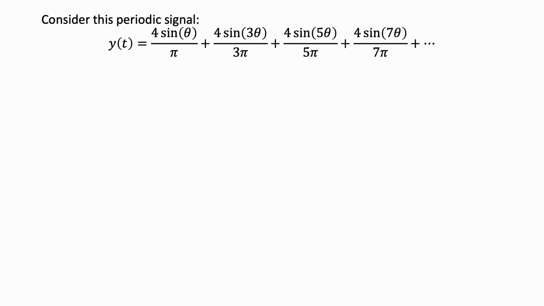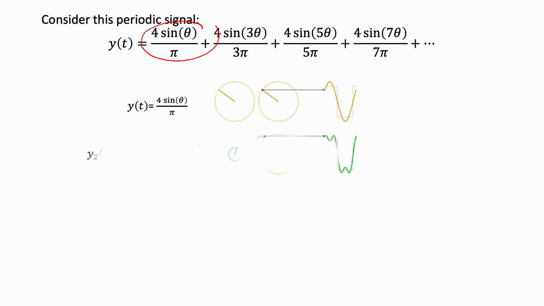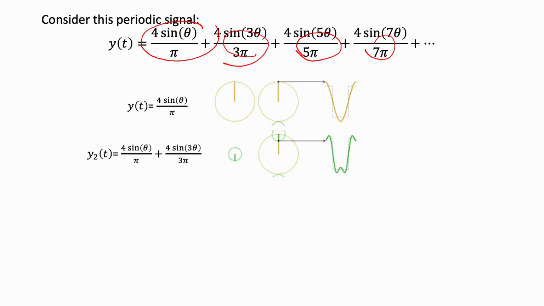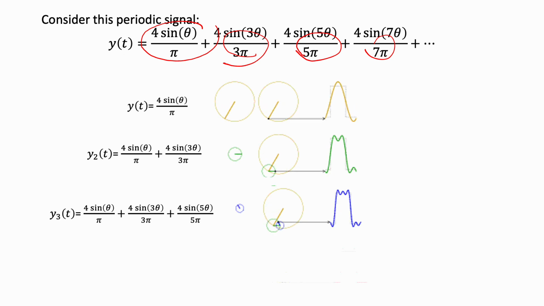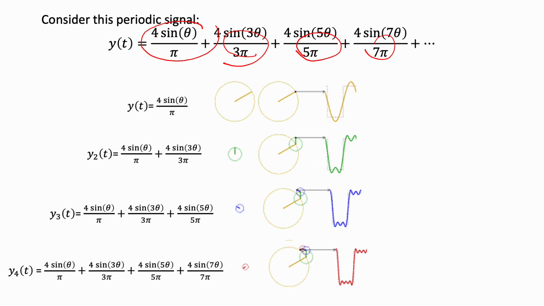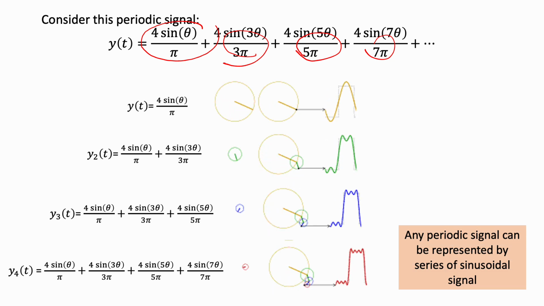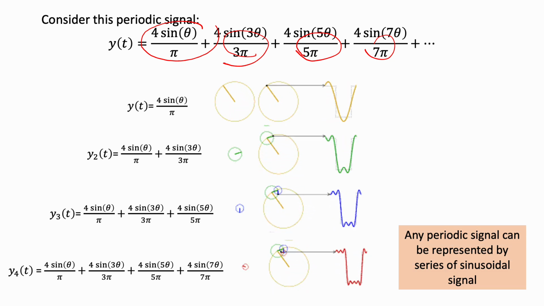So let's see some examples. Consider this periodic signal. We have this kind of signal, and the first equation here is our fundamental period. If you try to plot it, it's going to look like this. For the next period, the following period, and so on, if you plot it, we can see it's going to look like this. So any periodic signal can be represented by a series of sinusoidal signals.